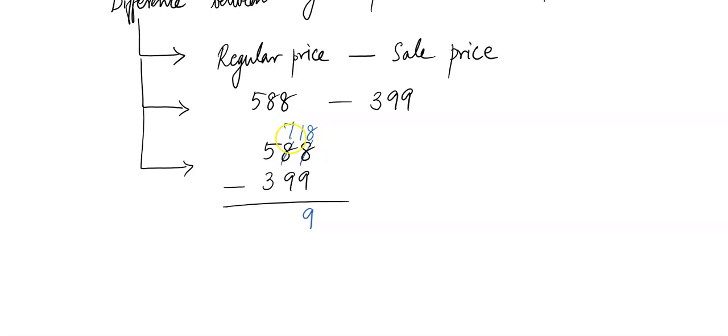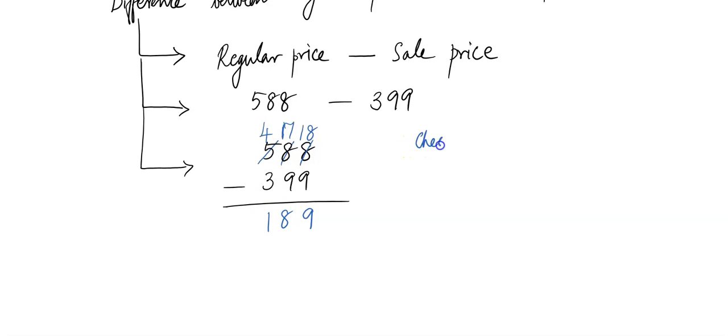Okay, now we do 7 minus 9. It's still not enough, because now you have to borrow 1 from 5. So if I borrow 1 from 5, this becomes 17, but the 5 will reduce to a 4. Now I have 17 minus 9, which is 8, okay, and 4 minus 3, which is 1.